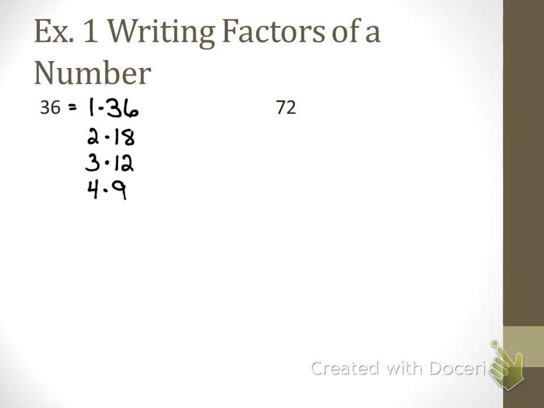What about 5? Can't, so I'm going to skip it. What about 6? 6 times 6. What about 7? What about 8? What about 9? 9 times 4. But have I already written that? Yes. Okay, 9 times 4 and 4 times 9 is the same thing. So once I start seeing them repeat, I know that I have written all my factors. I don't have to write it twice.